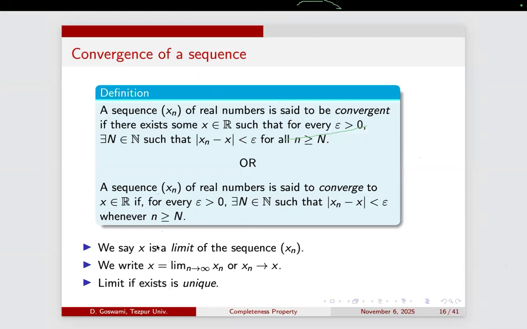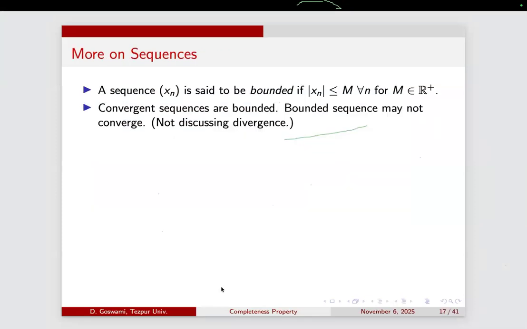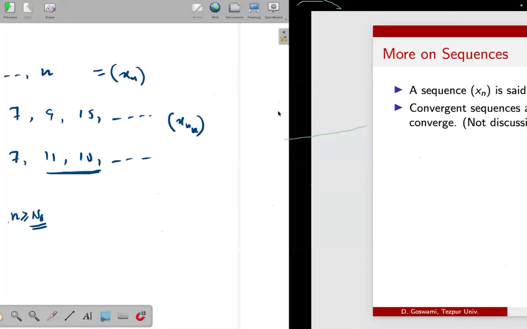In that case, x is said to be a limit. We say xn converges to x. One can easily show that if the limit exists, it is unique. Sequences are said to be bounded if all the terms are bounded. Convergent sequences are bounded. We are not going to show this. But a bounded sequence may not converge. We most probably already are aware of this fact.